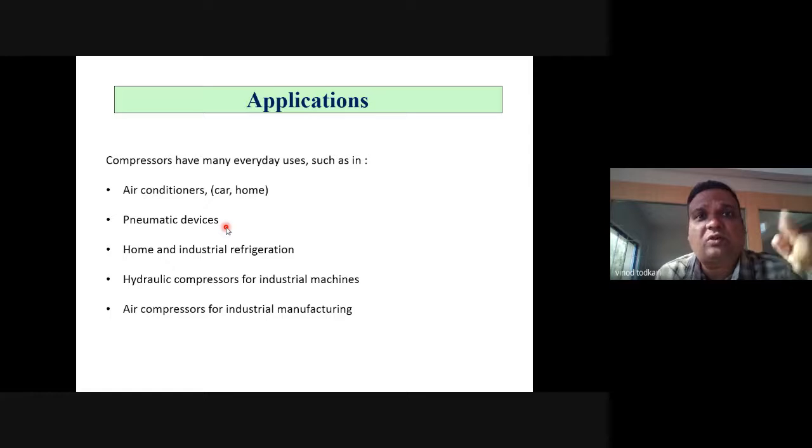So we take compressed air, and we use pneumatic devices over there. Pneumatic devices means the devices which are operated using compressed air. Yes, what are the pneumatic devices? Or how are pneumatic devices operated? Yes, pneumatic devices are operated using compressed air.